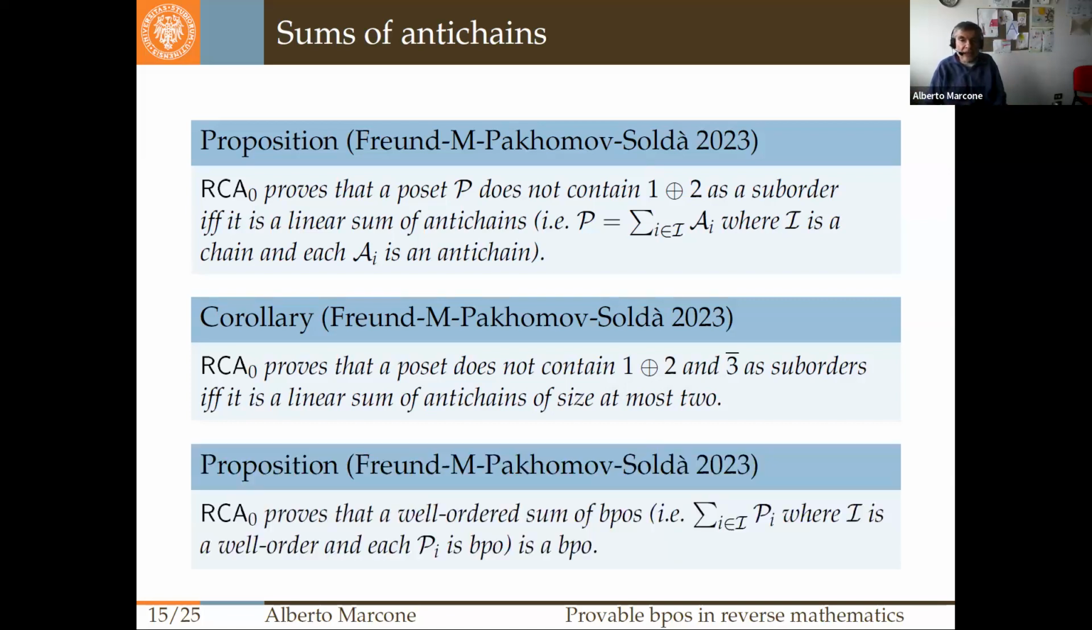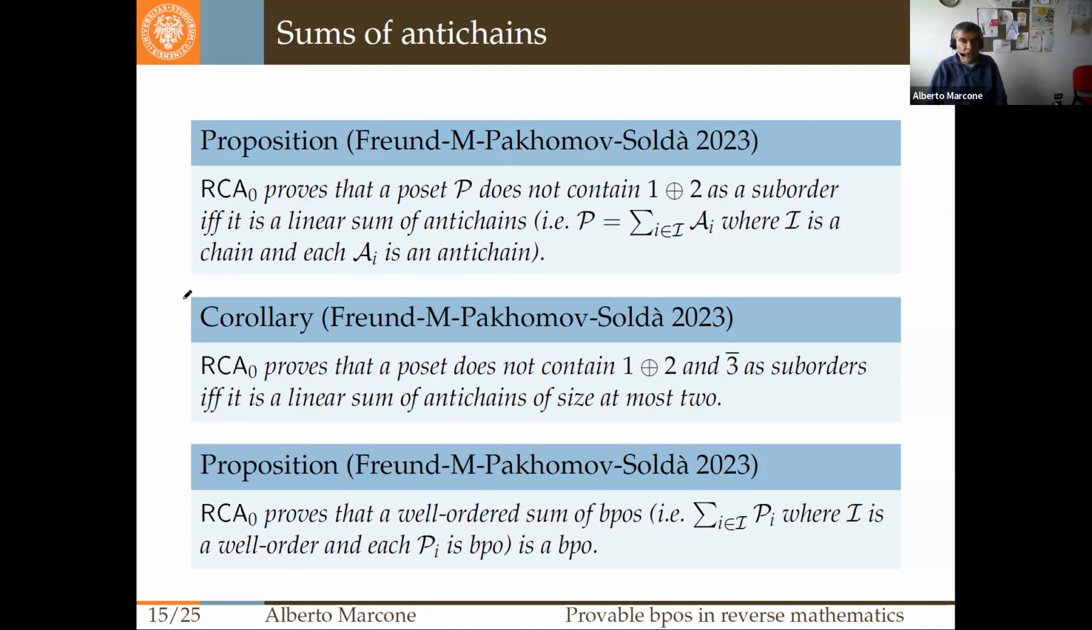Moreover, this is another property that we need, and we were able to prove it. We already knew that the sum of 2 better partial orders is a better partial order, but actually you can prove that even the well-ordered sum of better partial orders is a better partial order. And this you can do in the weak base theory RCA naught. So you take several better partial orders, P_i indexed by i in I, and this I has a well-ordered relation on it, so that you are doing a linear sum, which is actually a well-ordered sum. If all of the summands are better partial orders, then you still get a better partial order. And this is something that we can prove in RCA naught.